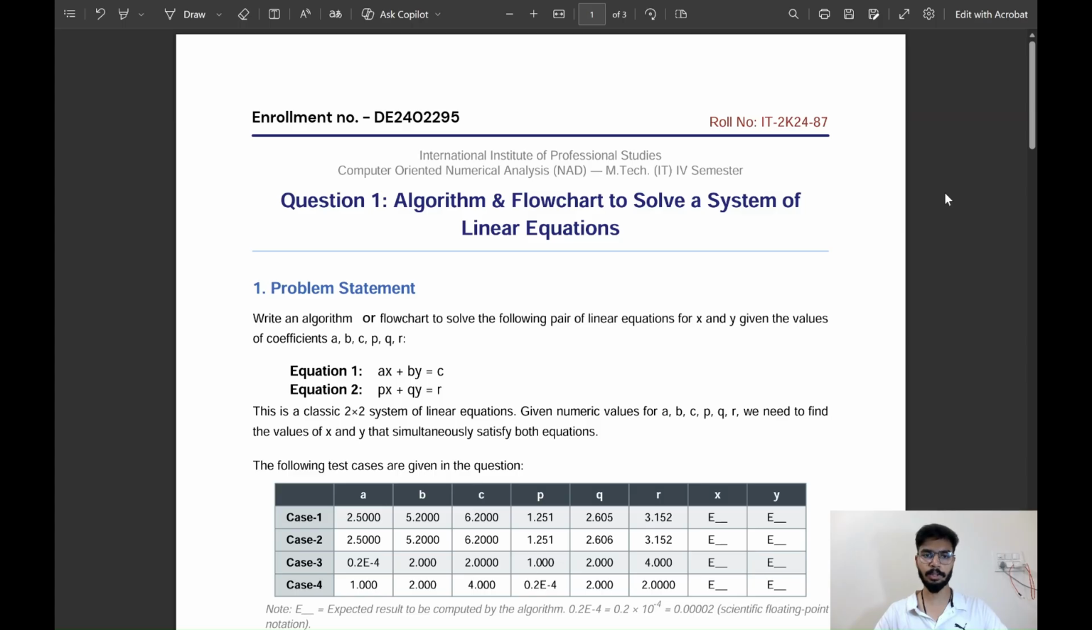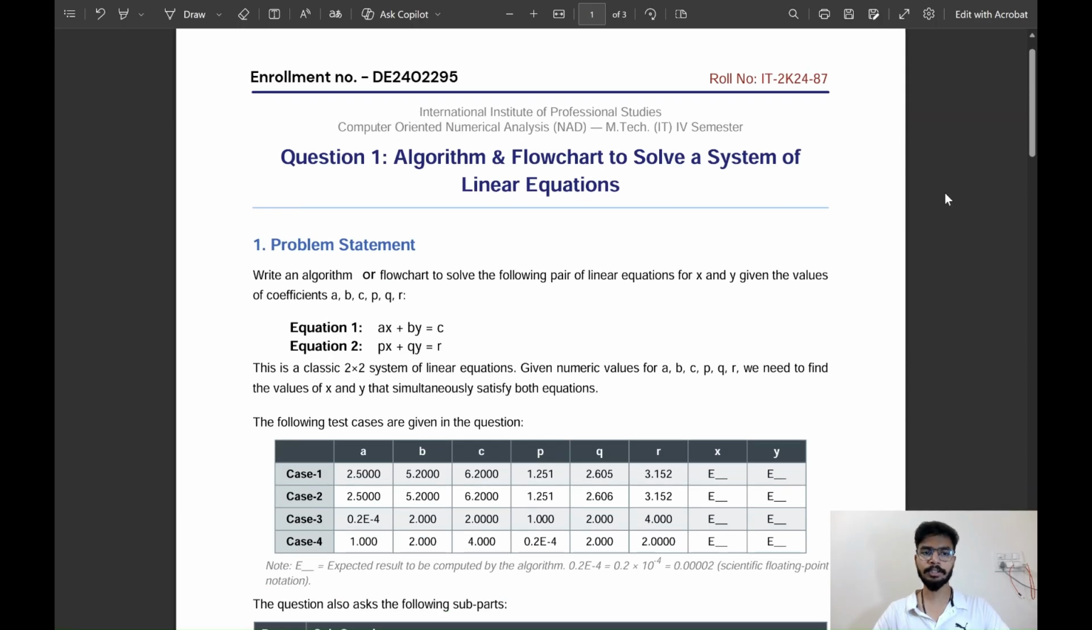Today we are going to see our NAD internal 1 question paper, and in this we are going to see our question number 1. Okay, so let's see what our question number 1 is saying. It says: write an algorithm or flowchart to solve the following pair of linear equations for x and y, given the values of coefficients a, b, c, p, q, r. Our equation 1 and equation 2 are given.